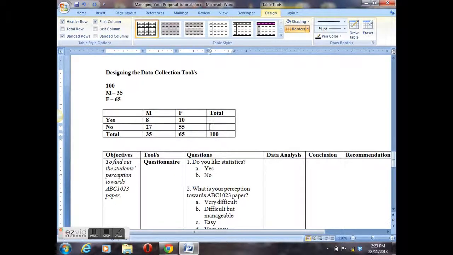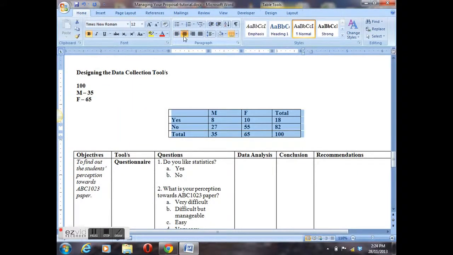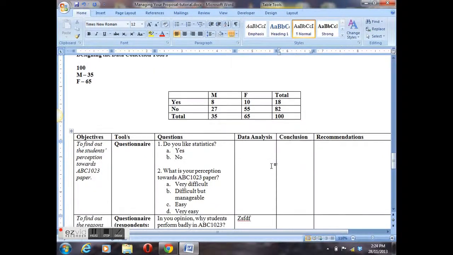So we have the total number here: 18, and this is 82. Okay, by looking at these numbers, how do we interpret this? Just looking at this number, right?